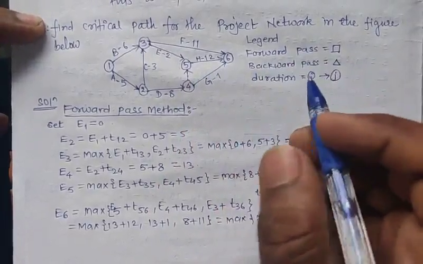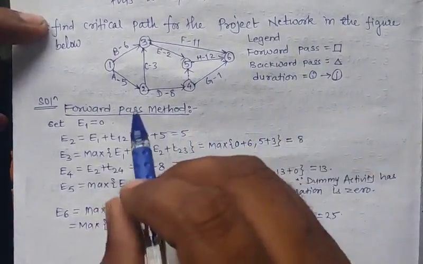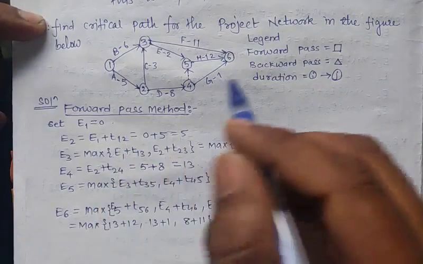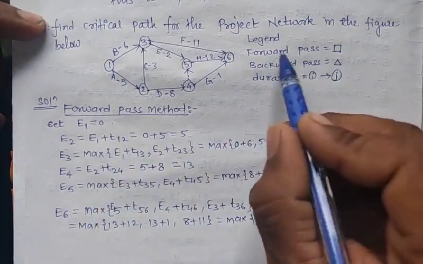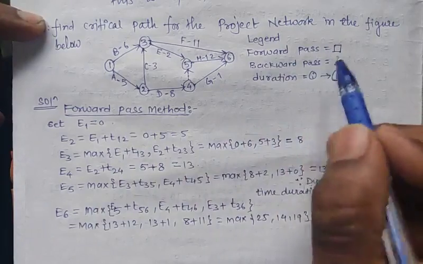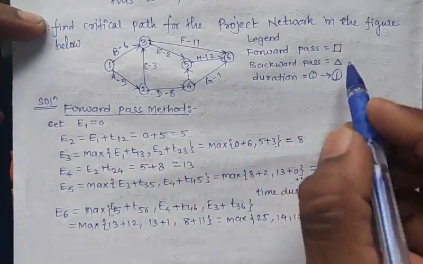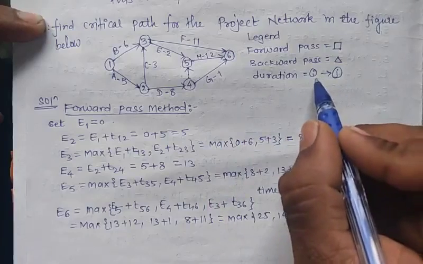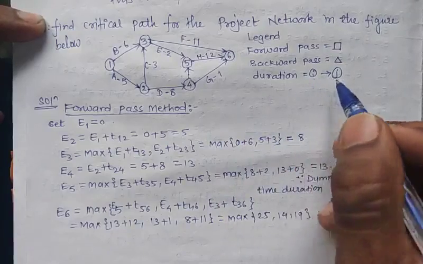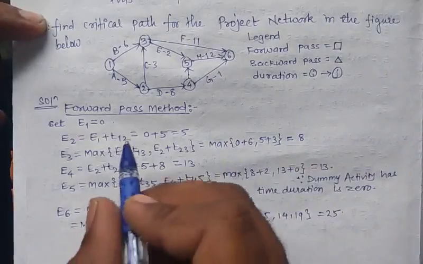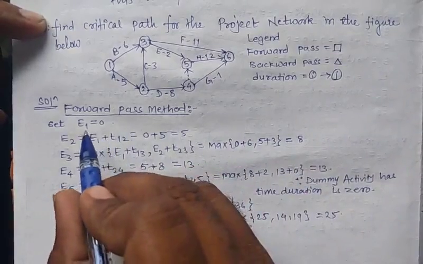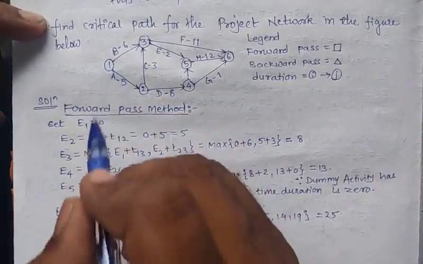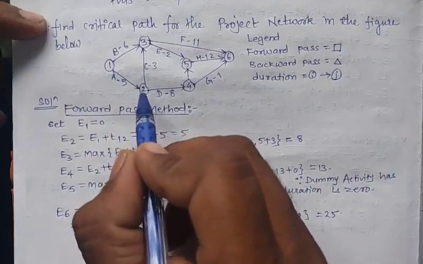Now we will use the forward pass method and the backward pass method. The notation for the forward pass method is a square and for the backward pass method is a triangle. And this i to j is the duration. Now to start the forward pass method, initially set E1 equal to 0. Now next find out E2.